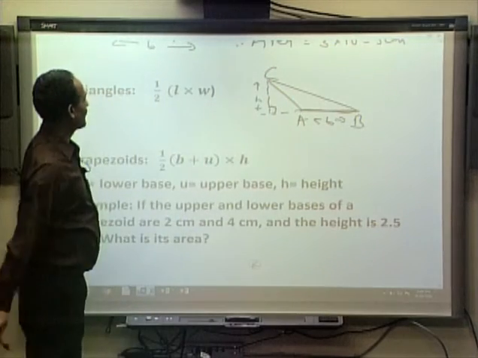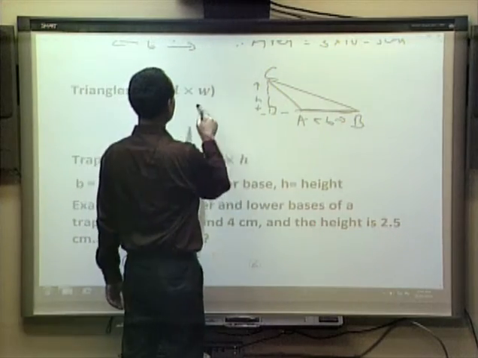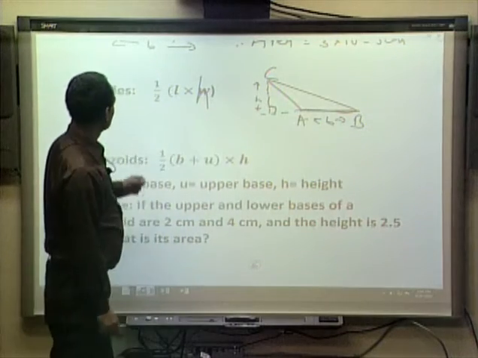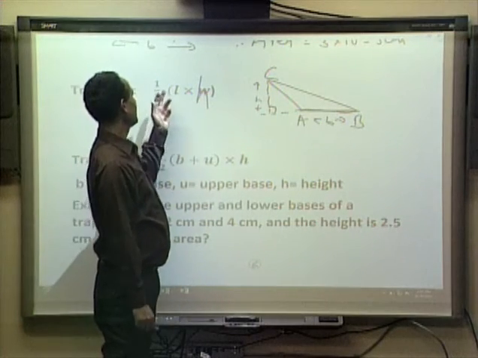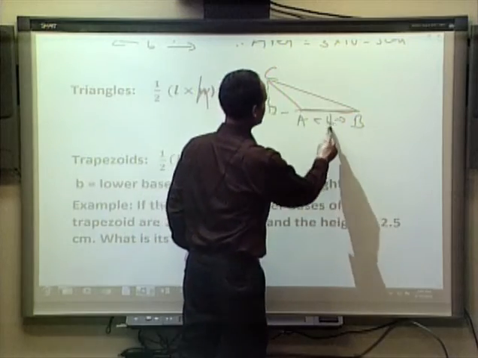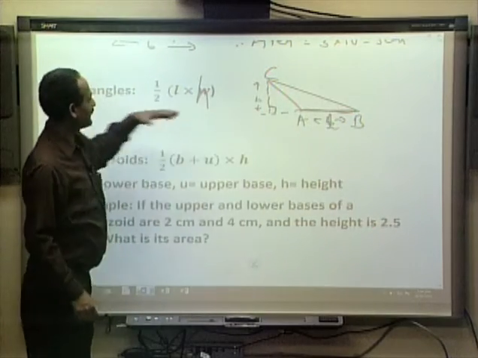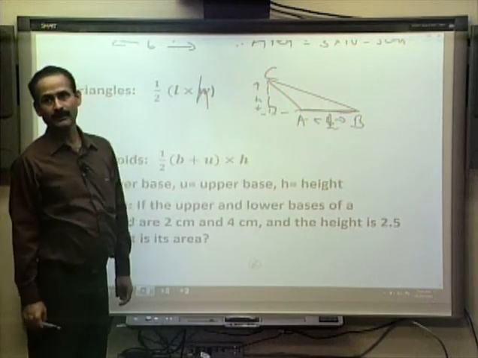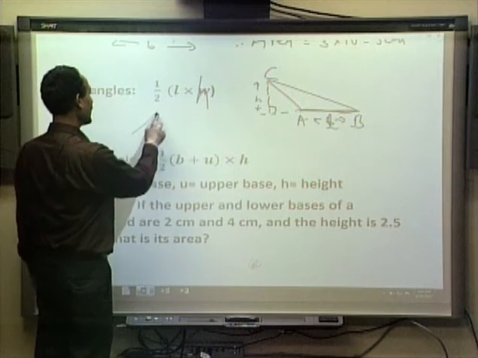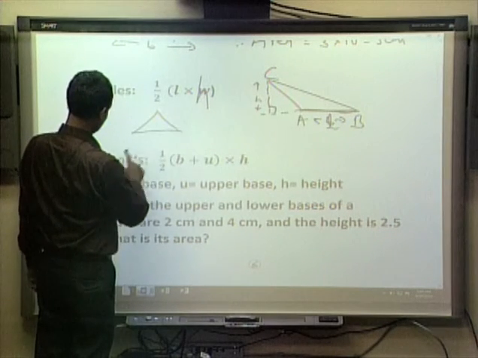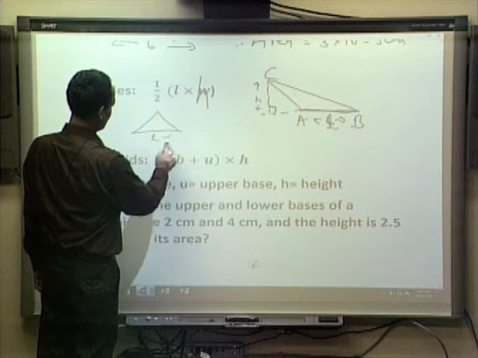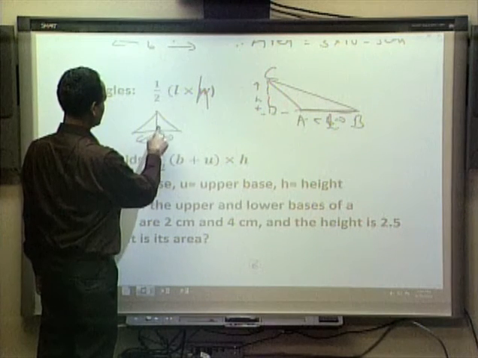So, the area of the triangle, or I said width here, better to say height. So, the area of a triangle is given by half, and I said L, sorry. So, half of the length of the base times the height. So, we can have this triangle, this is L and height is this.